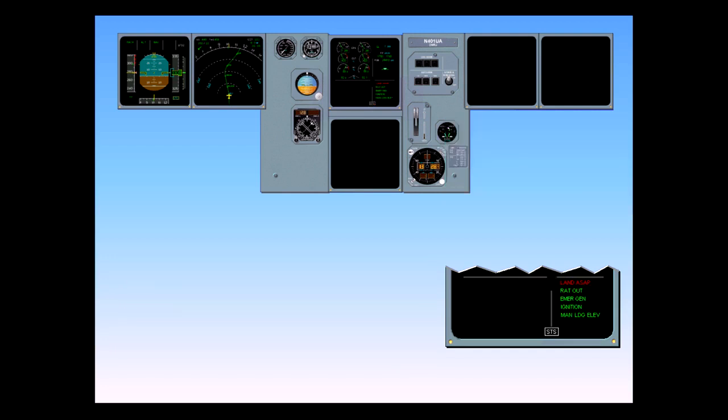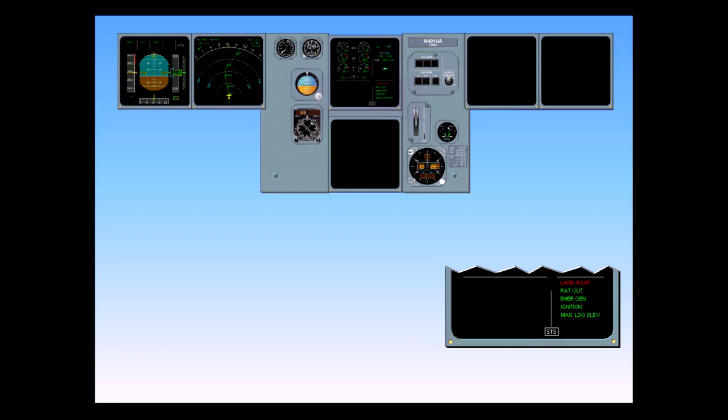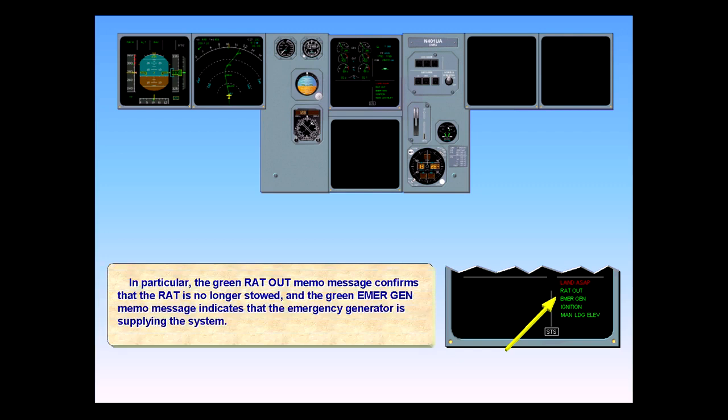We will now assume that all the ECAM pages of the secondary failures have been reviewed. When you cleared the last failure, the memo section was restored to normal. Note that there are now 5 memos that serve as reminders about systems that do not normally operate in this manner. In particular, the green RAT OUT memo message confirms that the RAT is no longer stowed, and the green emergency generator memo message indicates that the emergency generator is supplying the system.